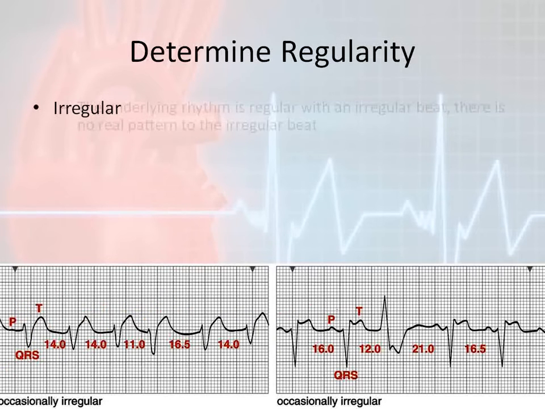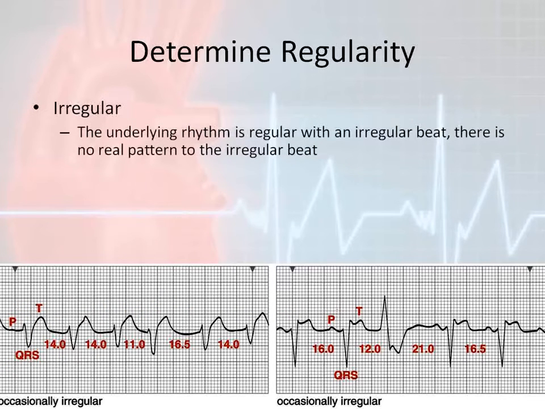For an irregular rhythm, you have to consider that the underlying rhythm is regular, but you might have an irregular beat, and there is no real pattern to the irregular beat. This would be considered irregular. Please remember that in an irregular rhythm, the underlying rhythm is regular. You just have an irregular beat.